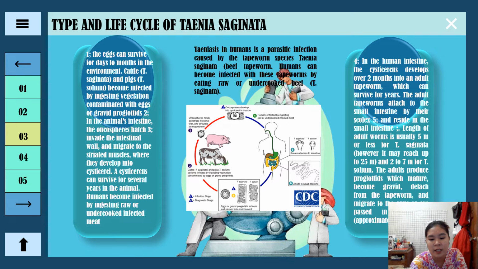So the T. saginata adults usually have 1,000 to 2,000 proglottids, while the T. solium have an average of 1,000. Then the eggs contained in the gravid proglottids are released after the proglottids pass with feces. So the T. saginata may produce up to 100,000 respectively. So here is the cycle of the said parasite.